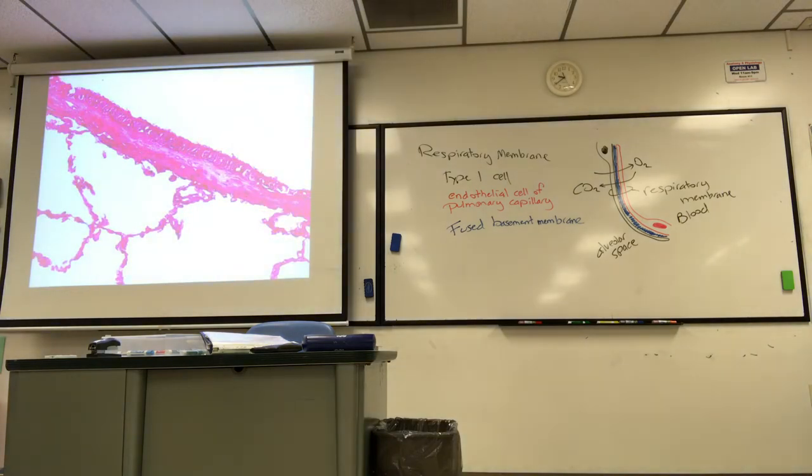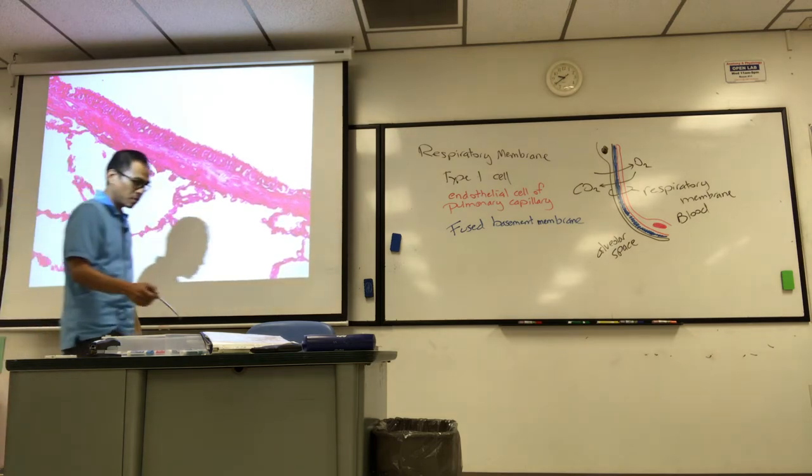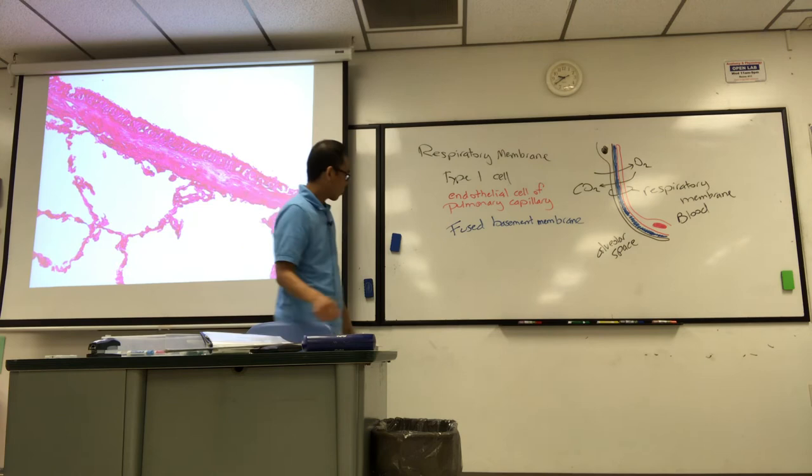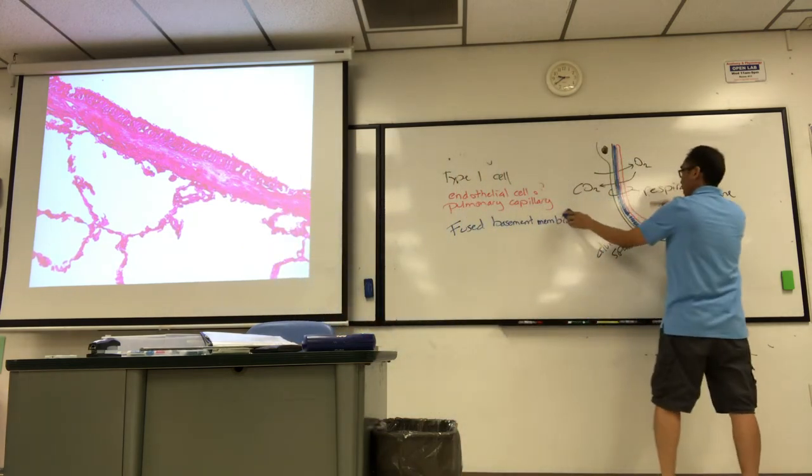I wanted to give a close-up picture of the bronchial. This is the wall of the bronchial. All you notice is the epithelium, which is like a cuboidal epithelium with sparse cilia, and smooth muscle. Let me write that down for you. Bronchial wall, close to respiratory membrane.